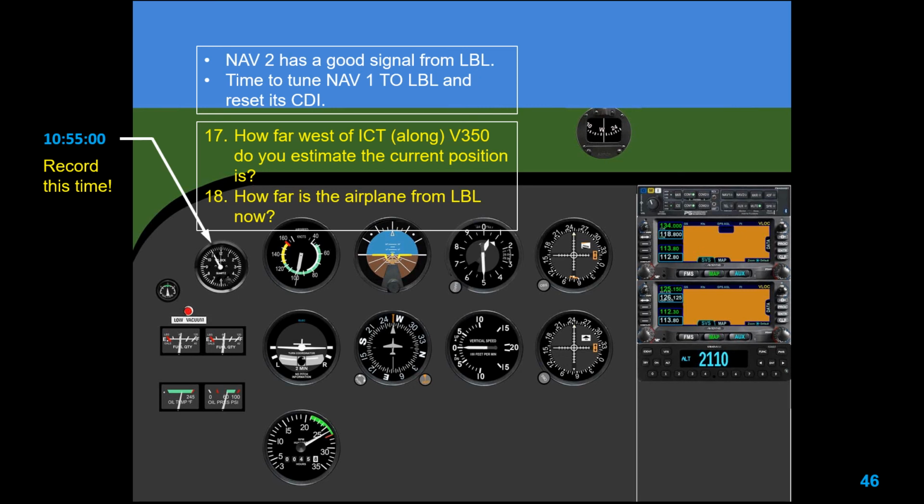Nav2 now has a good signal from Liberal. It's time to turn Nav1 to Liberal and reset its CDI. How far west of Wichita along Victor 350 do you estimate the current position is? How far is the airplane from Liberal now?